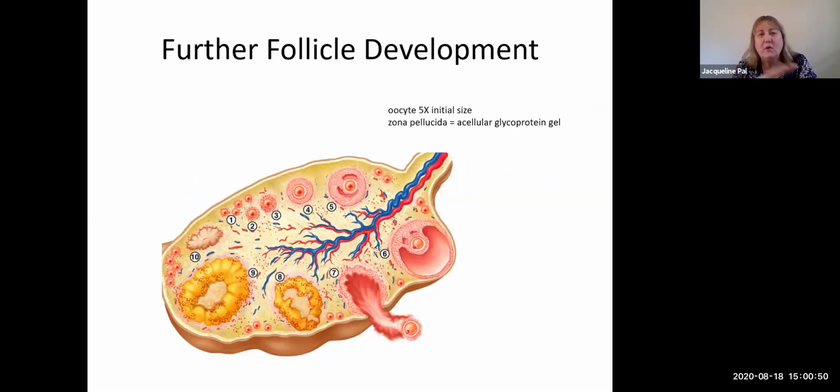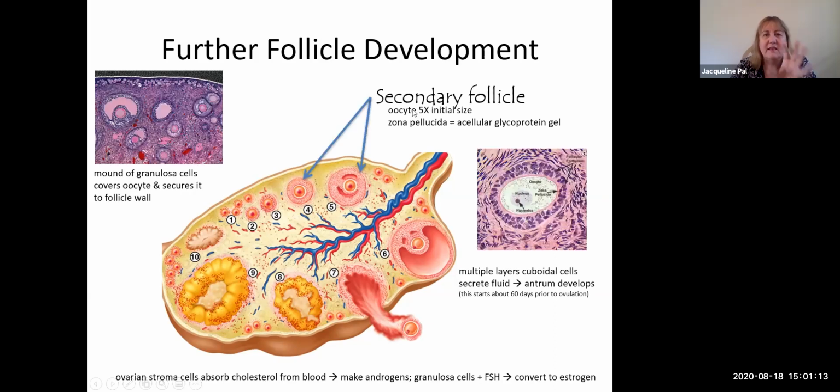So this will continue to develop. That oocyte will grow to about 5 times its original size when it was a primordial follicle oocyte. And that zona pellucida becomes a little bit easier to see as this acellular layer. And this is what happens when you are in a secondary follicle, where you have more than one cell layer.